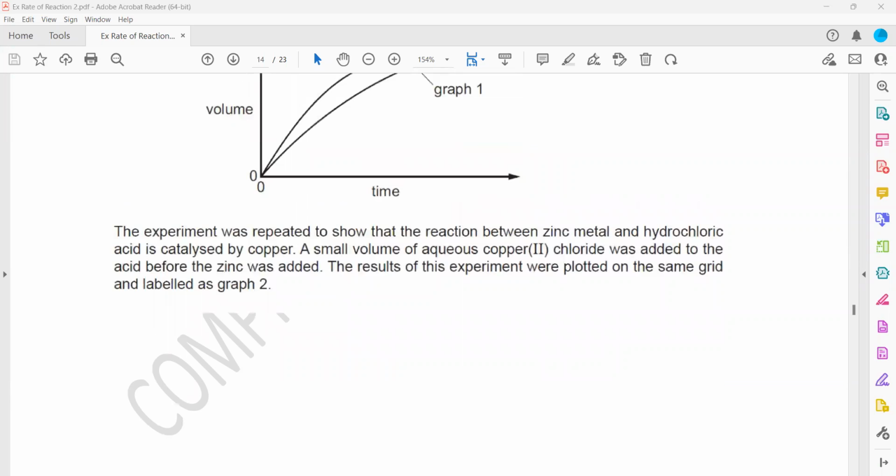Then what happened? A small amount of aqueous copper chloride, meaning we have copper chloride. What will be the formula of the copper chloride? Copper, the Roman numeral 2 is there, so it's the valency of copper. So copper is +2, and chlorine belongs to group 7, so it's -1. So copper(II) chloride will be CuCl2. It was added to the acid before the zinc. So copper chloride does not react, but then we add zinc. So when we add zinc, what will happen?